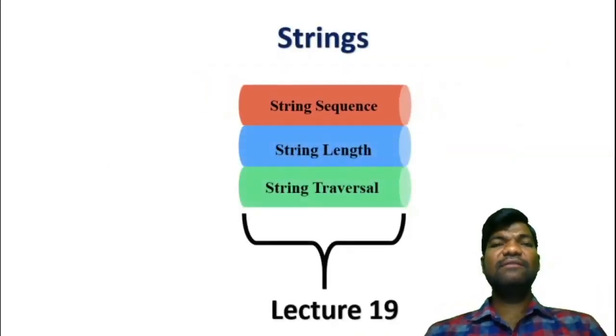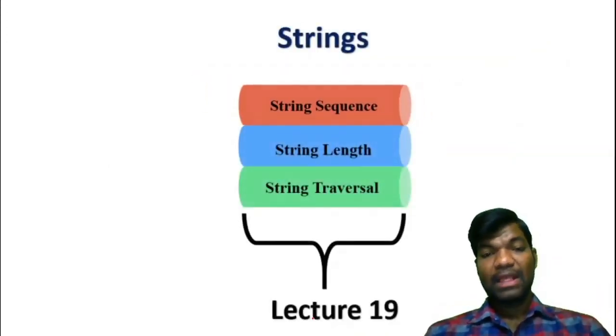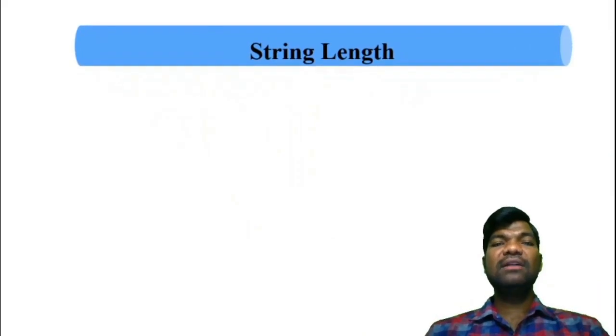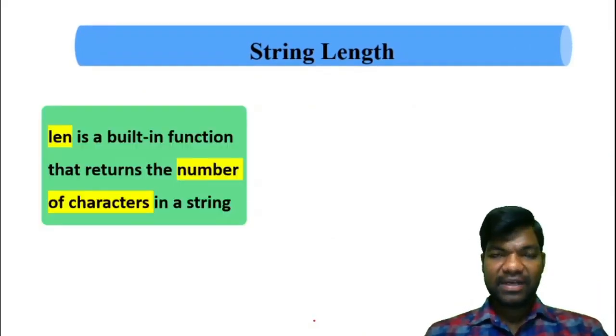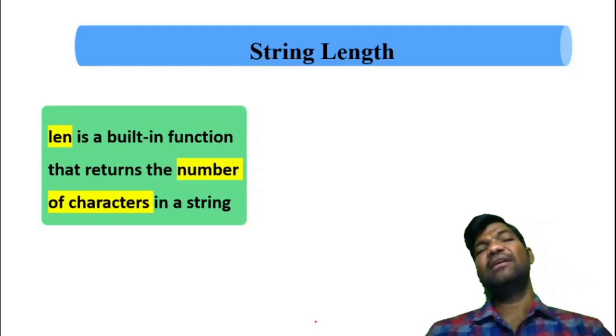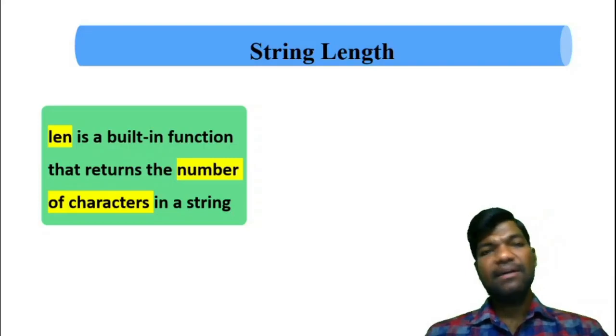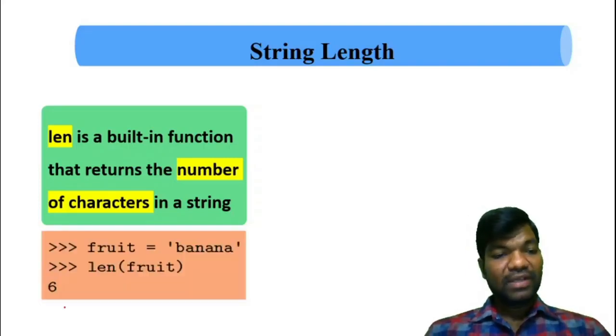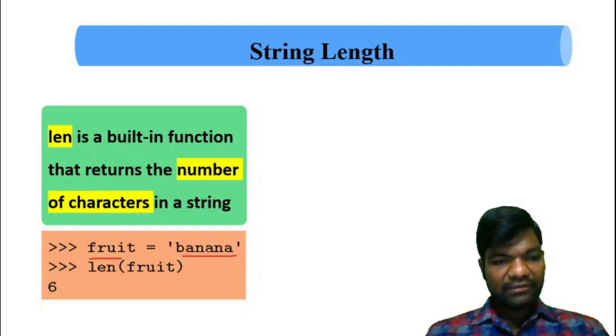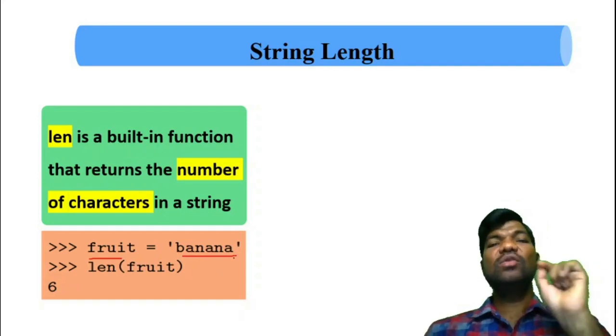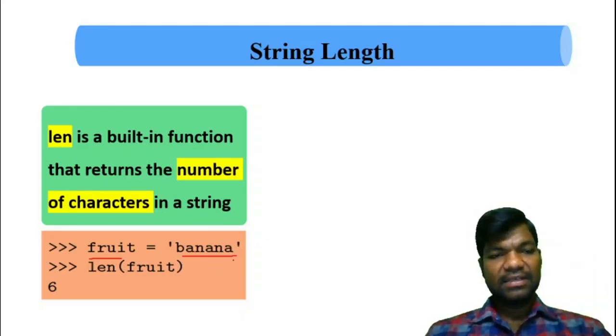That's the concept of string sequence. Now coming to the second one, string length. len is a built-in function which is used to calculate the length of the string, that means the number of characters in the string. Here fruit equals banana. Let's count 1, 2, 3, 4, 5, 6. So there are 6 characters in the string.